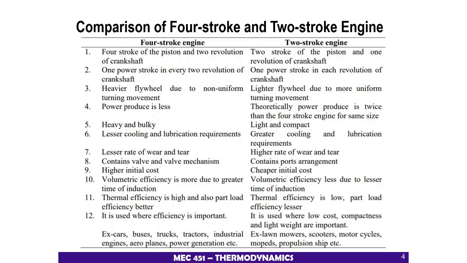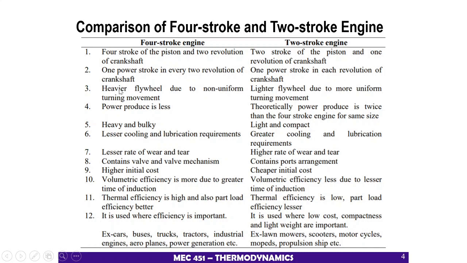This is the direct comparison of 4-stroke and 2-stroke engines. For 4-stroke, we have 4 strokes of the piston and 2 revolutions of the crankshaft, which means your crankshaft rotates 720 degrees, while the 2-stroke engine has 1 revolution of the crankshaft, 360 degrees. The 4-stroke has 1 power stroke for every cycle, or every 2 revolutions of the crankshaft, while the 2-stroke has 1 power stroke for each revolution of the crankshaft.